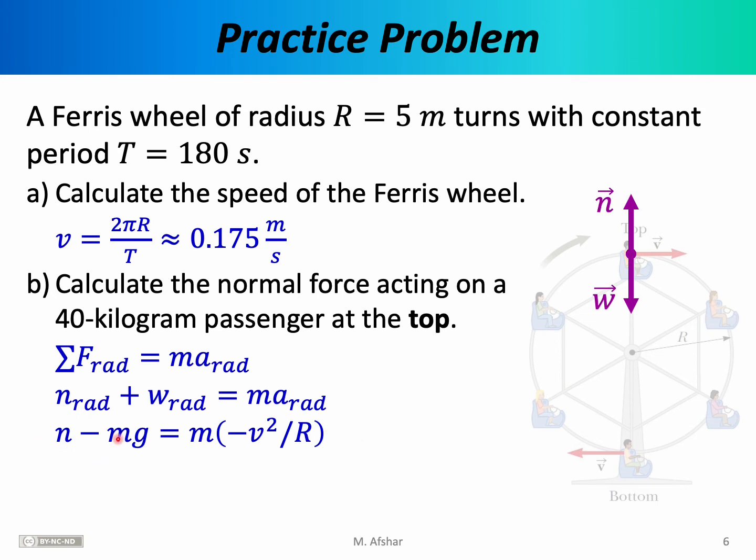We already know what m is, we know g is 9.8, and we have figured out v, the speed of the passenger, and the radius is given to us. So we can say that the normal force is equal to mg minus mv squared over r. Plugging in numbers, we find that the normal force on the passenger at the top is going to be approximately 391.7 newtons.